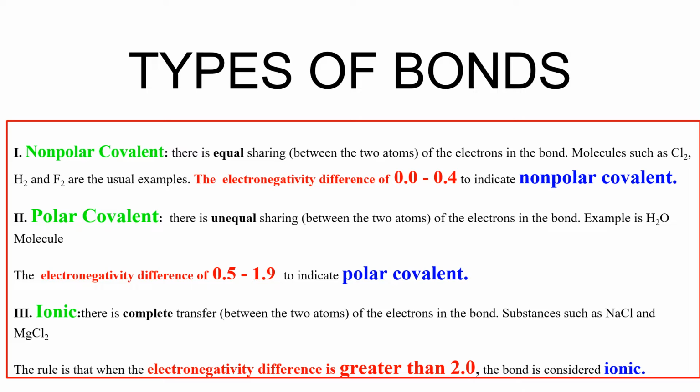Another type is ionic bond. There is a complete transfer of electrons between the two atoms. So there's no sharing here. It's transfer of electrons in the bond. And substances such as sodium chloride, NaCl, and magnesium chloride, MgCl2, are examples of ionic, and we will show that in the next slide, the difference between electronegativity of these two atoms. The rule is that when the electronegativity difference is greater than 2.0, the bond is considered ionic.